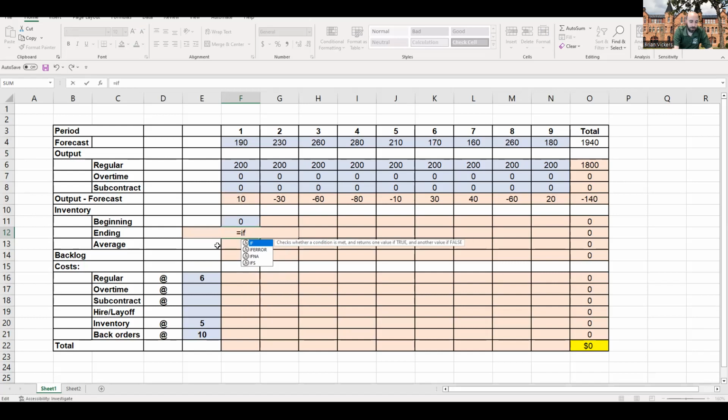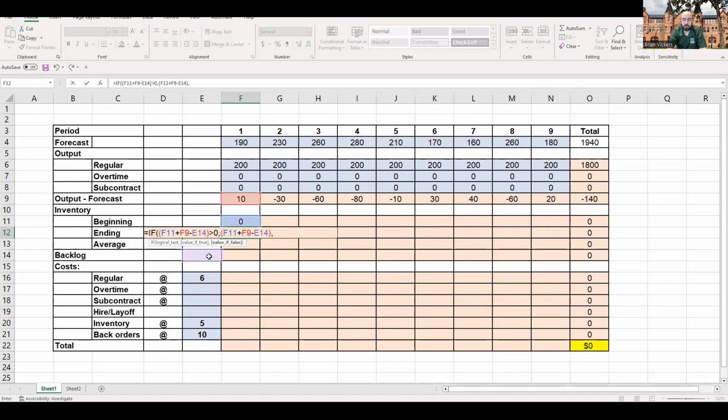If I wasn't so long into the tape, I would probably start over. All right, if we want everything in the IF, so we're going to start with a second set of parentheses. So if, here we go, beginning inventory plus output minus forecast minus backlog. If that value is greater than 0, then I want it to show that value. So the first thing, the value if true, is going to be beginning inventory plus output minus forecast minus backlog.